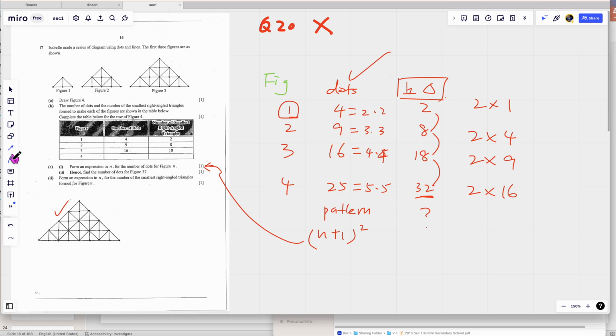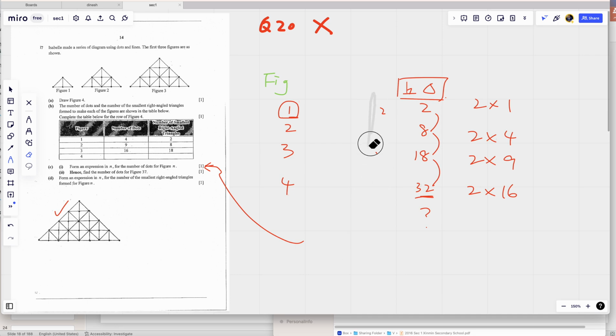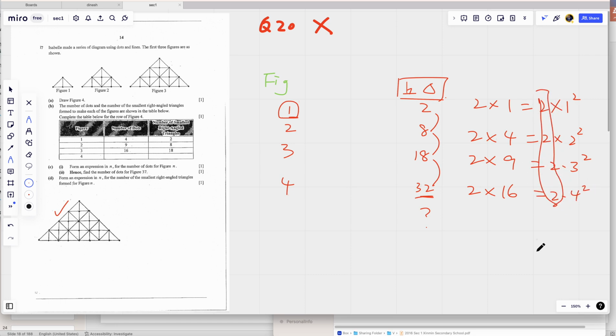So we are supposed to ignore the middle one, because you should be focused on this, right? Can you see? This one is 2 times 1 squared, this is 2 times 2 squared, this is 2 times 3 squared, this is 2 times 4 squared. So can you see it's always 2 times something? This 1 is 1 squared, this 2 is 2 squared, this 3 is 3 squared, so it's 2 times n squared. That's why it's 2 times n squared. I think the answer is correct.